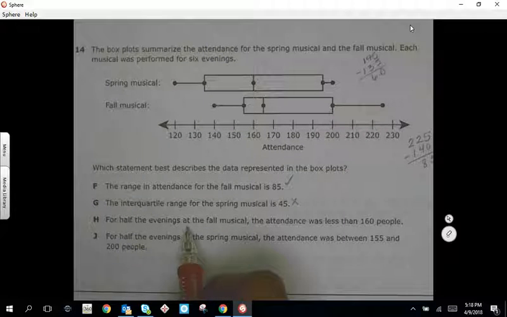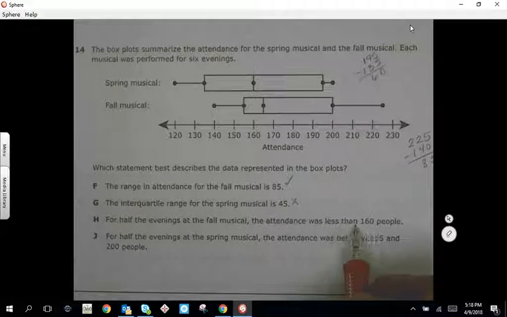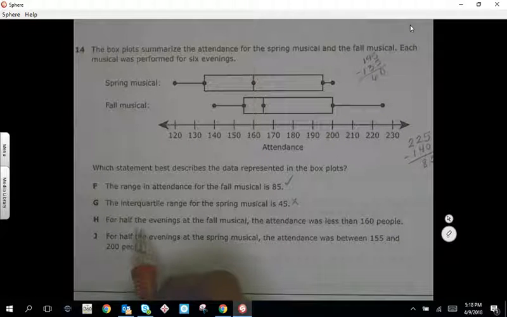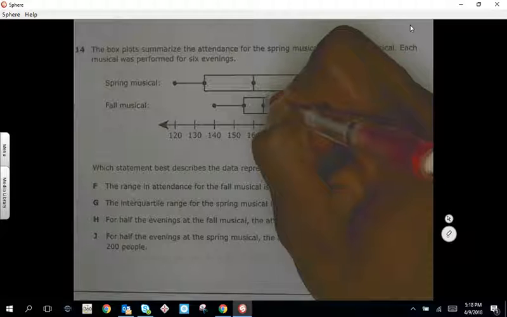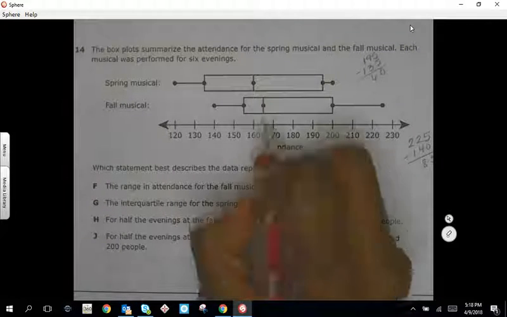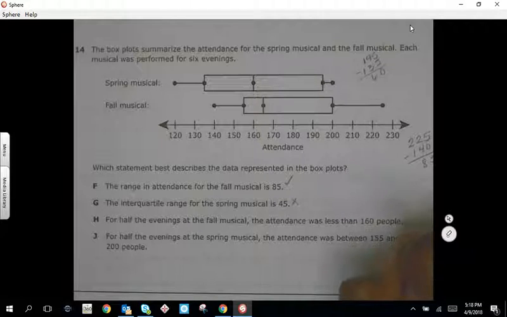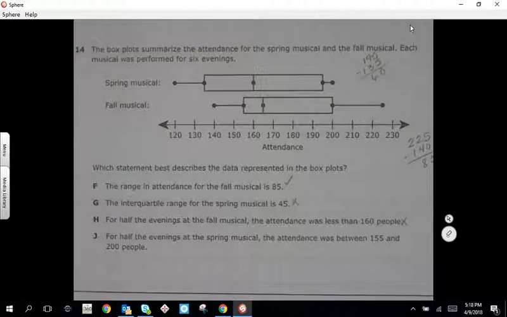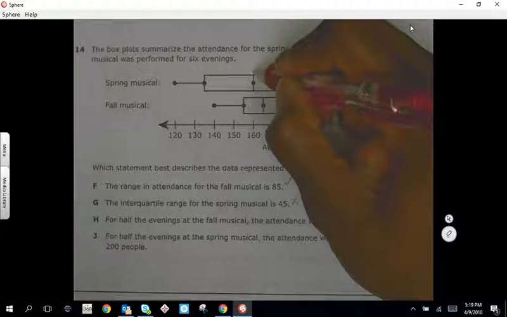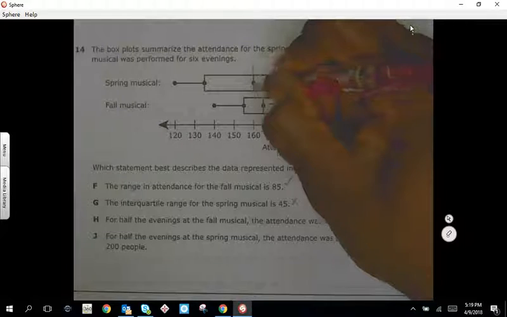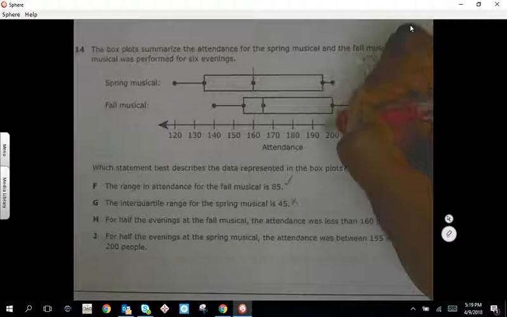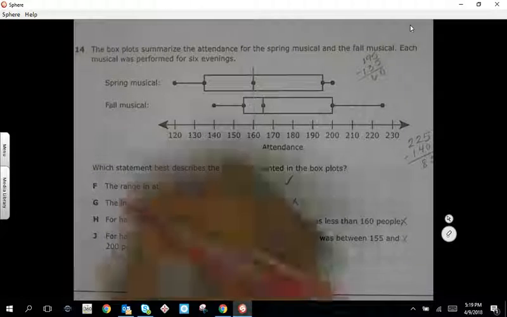For half of the evenings of the fall musical, the attendance was less than 160 people. Half. So you're talking to me about the median. That median is at 165, not 160. So this doesn't work either. For half of the evenings at the spring musical, the attendance was between 155 and 200. This is the spring musical. This goes from 160 to 195. So this one doesn't work either. So F was our answer.